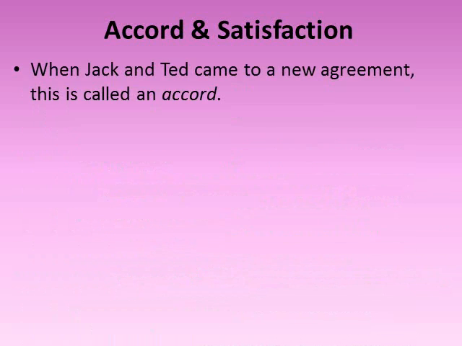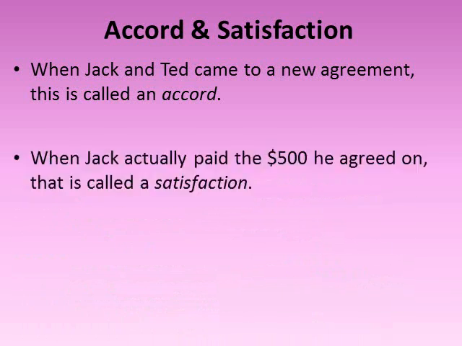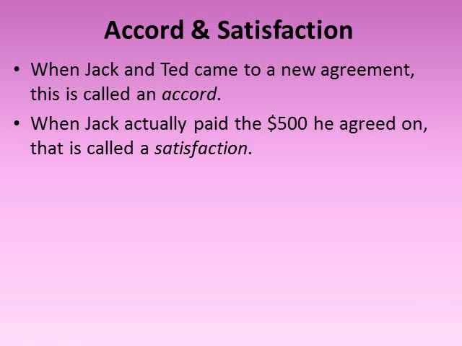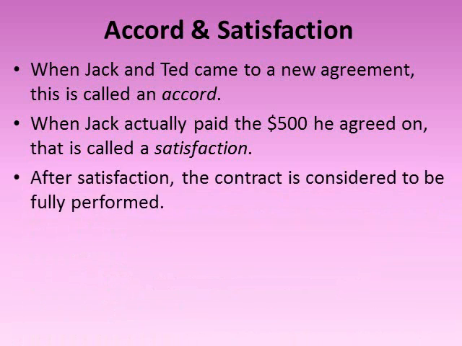Well, when Jack and Ted came to a new agreement about the price of the hot tub, this was called an accord. An accord is just another word for agreement, basically. When Jack actually paid the $500 he agreed on, this is called a satisfaction, which is where we get the term accord and satisfaction. After satisfaction, the contract is considered to be fully performed.